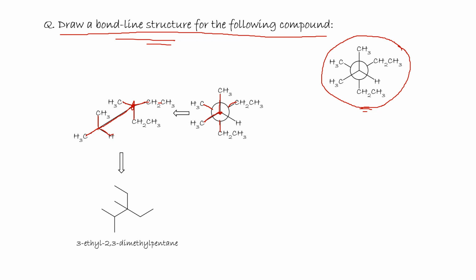Now, if you would like to write the line structure, okay, I have carbon carrying 2 CH3, and carbon in the back carrying 1 methyl and 2 ethyl groups. Okay, here is the structure of the compound. It is 3-ethyl-2,3-dimethylpentane. All right.